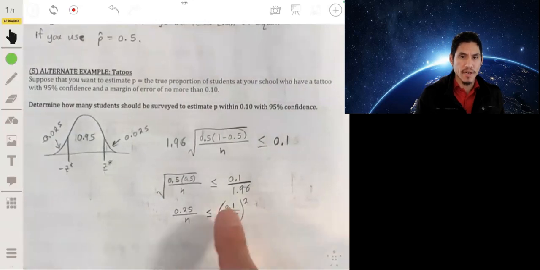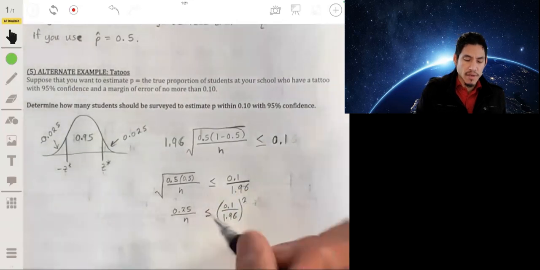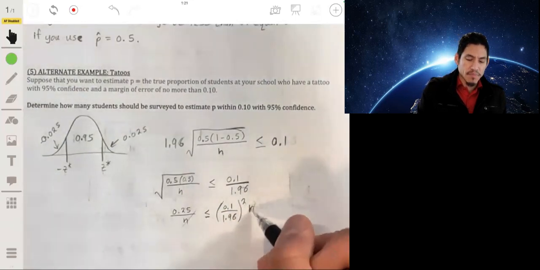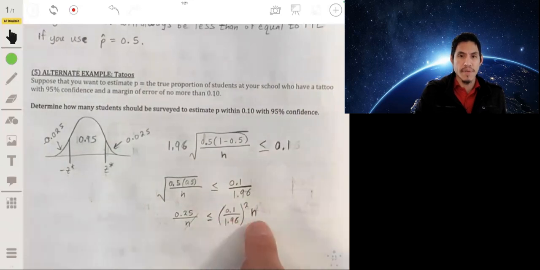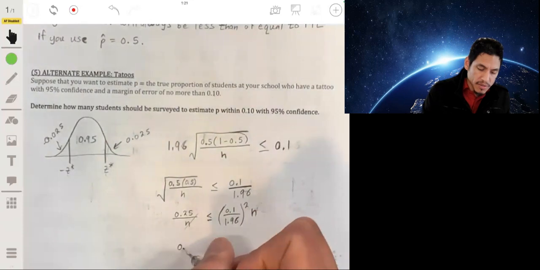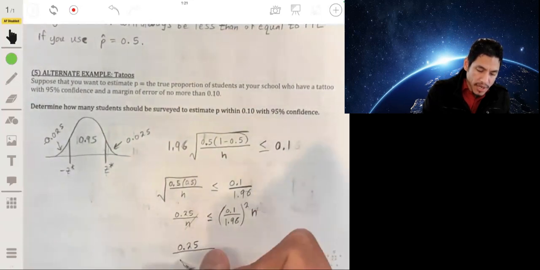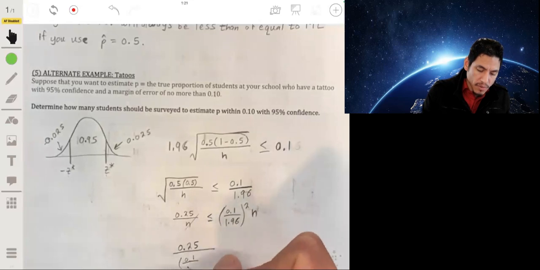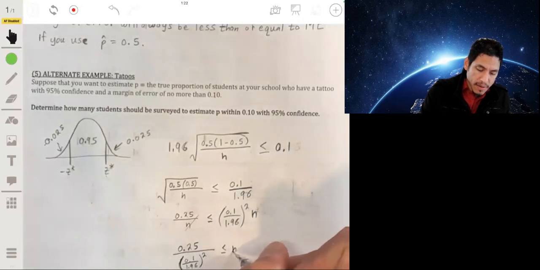And so here we're going to then multiply both sides by n. And if we do that, we'll get 0.25 is less than or equal to this times n. And then we're going to divide by this. So we're going to get 0.25 divided by 0.1 over 1.96, that entire quantity squared. And that's going to be less than or equal to n.